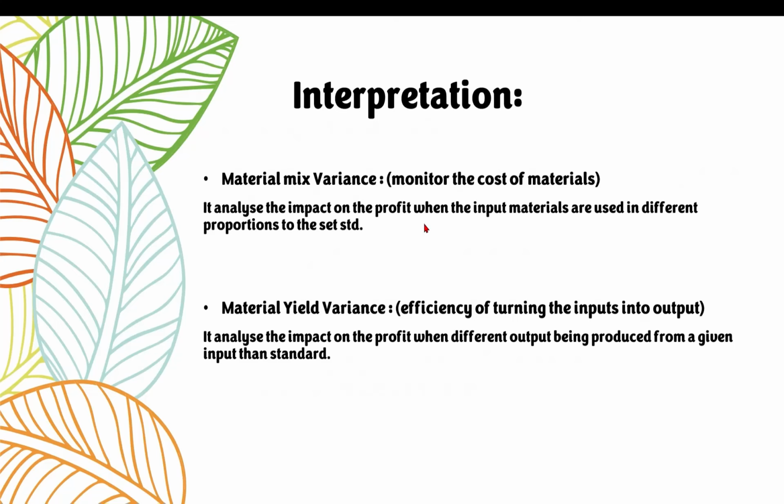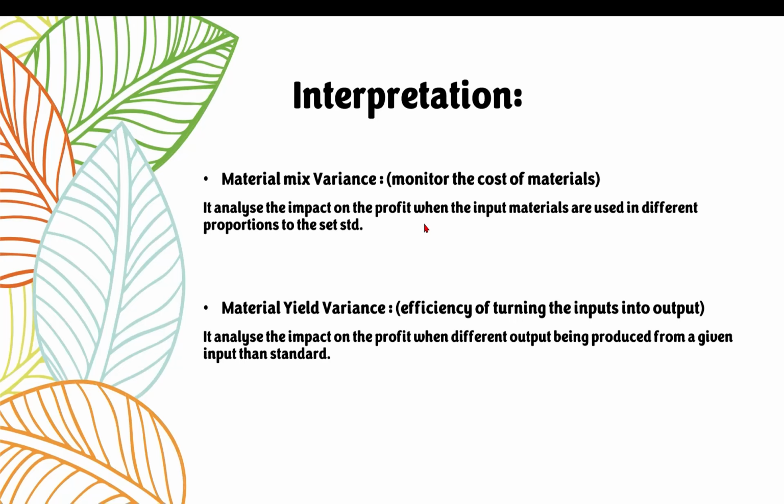So now interpretation. If we talk about the interpretations regarding the material mix variance, basically this material mix variance is used to monitor the cost of material, and it also analyzes the impact on the profit when input materials are used in a different proportion to the set standard. And if we talk about material yield variance, basically it measures the efficiency of turning the input into output, and in other words it analyzes the impact on the profit when different output is produced from the given input than the standard.